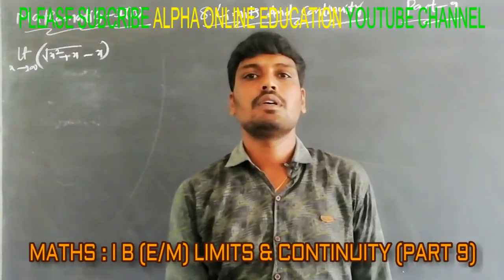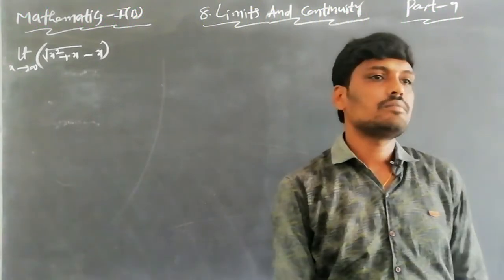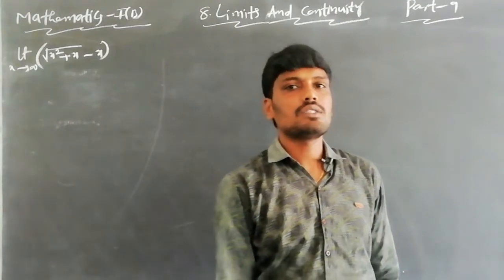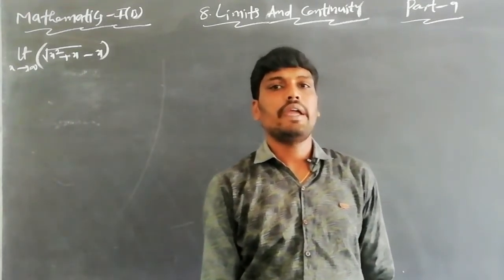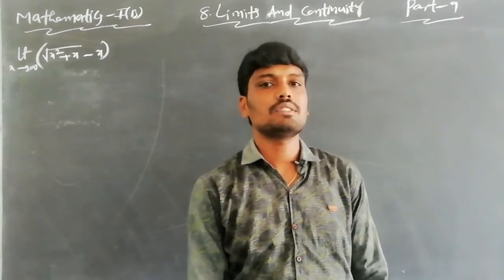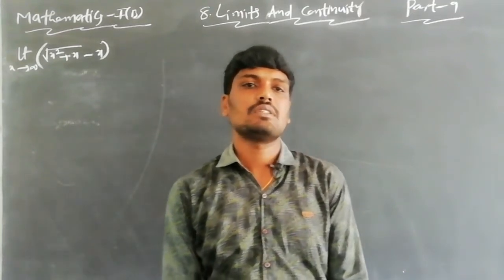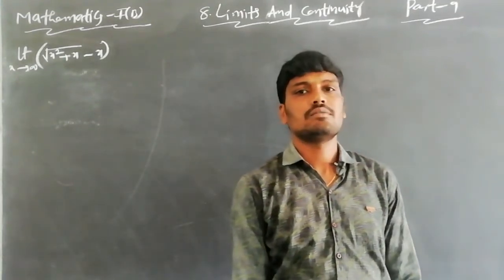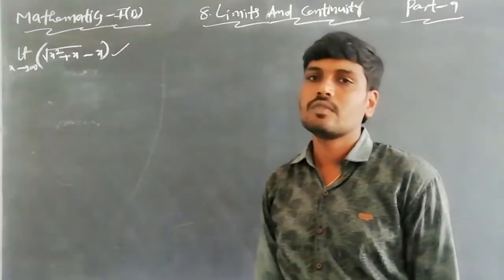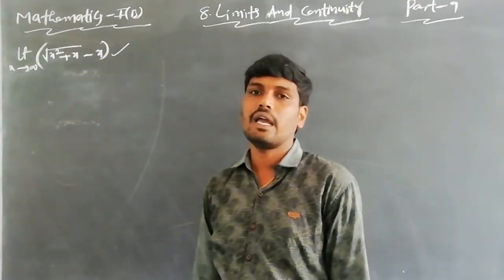Once again, limits and continuity, Mathematics 1B, part 9. Last class we explained infinite limits model problems. Today we will discuss some more problems in infinite limits. The first problem is: limit as x tends to infinity of square root of x square plus x minus x.